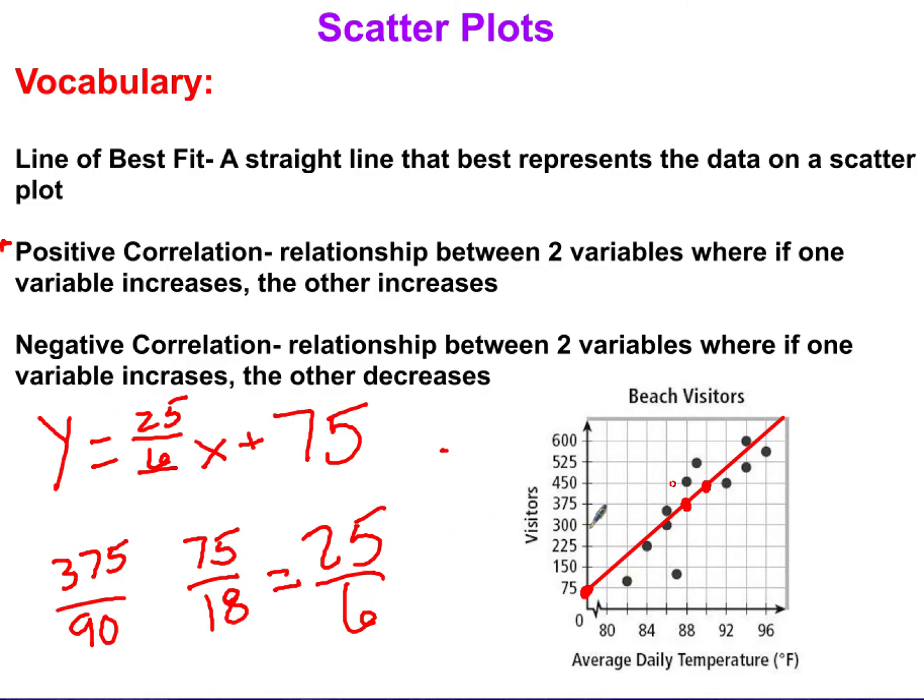So this is a positive correlation. My line of best fit has a positive slope, and my line of best fit is the line that best represents the data.